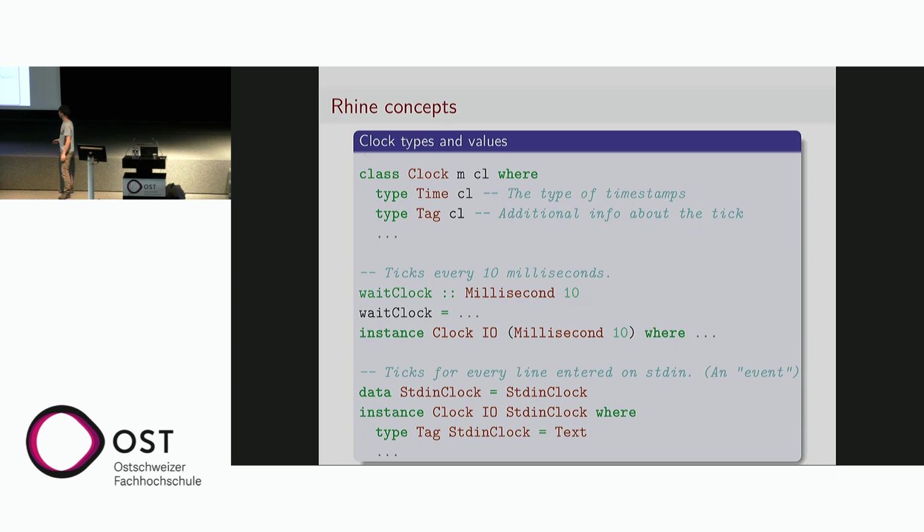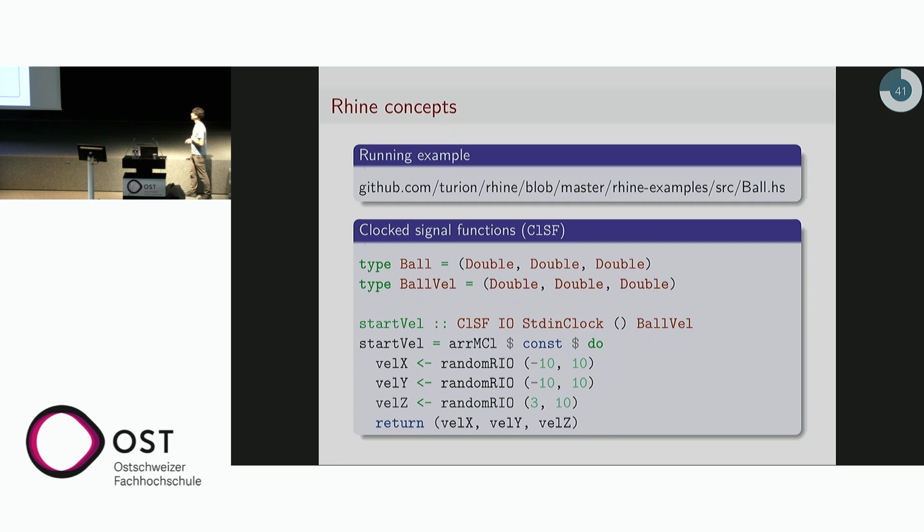But there are all other clocks that don't have an I/O monad, have other monads, or are polymorphic maybe because they're pure. And in this case, for the standard in clock, this tag type here is text. So every line is one text. And you can use that in your computation if it's on the standard in clock. You get this line and you can work with it and do something with it. So that's how you can very quickly write an interactive console application, for example.